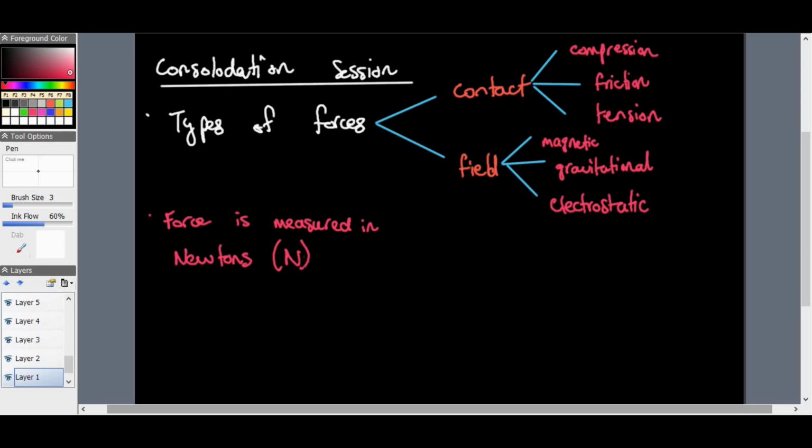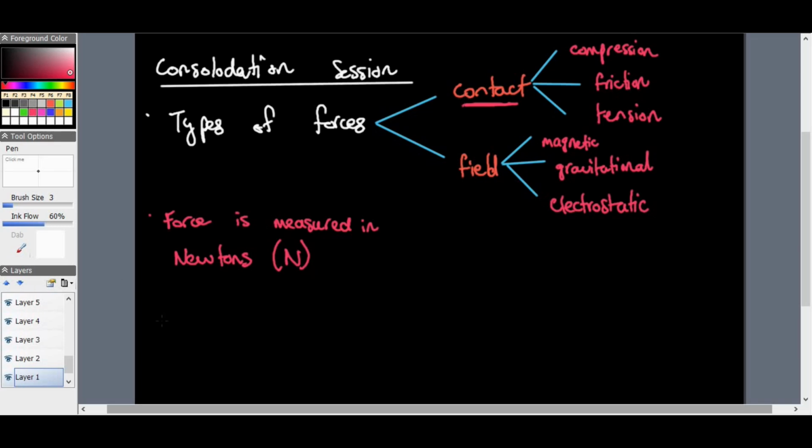The next thing I need to mention about contact forces, because we're going to dive a little into this one first: when two forces touch one another, they are in contact. That's why compression, which we'll get to in a moment, is a contact force, because two forces are touching one another. The forces include a push and pull.